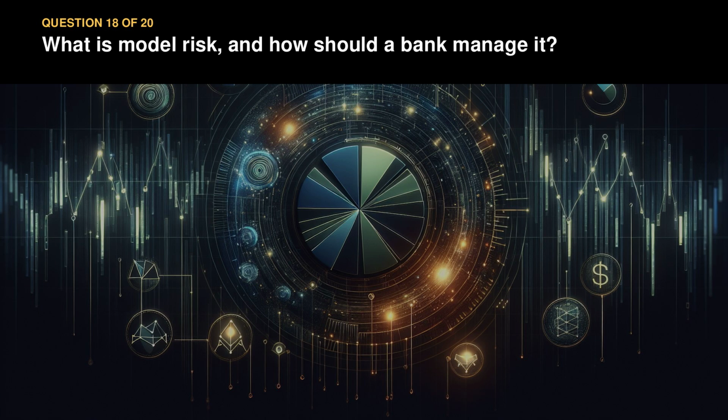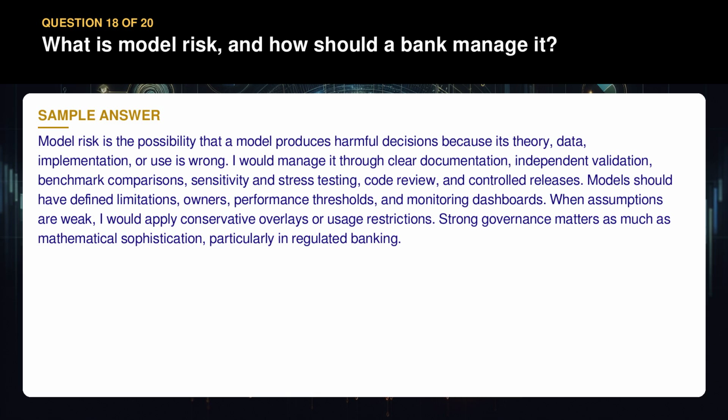Question 18. What is model risk, and how should a bank manage it? Model risk is the possibility that a model produces harmful decisions because its theory, data, implementation, or use is wrong. I would manage it through clear documentation, independent validation, benchmark comparisons, sensitivity and stress testing, code review, and controlled releases. Models should have defined limitations, owners, performance thresholds, and monitoring dashboards. When assumptions are weak, I would apply conservative overlays or usage restrictions. Strong governance matters as much as mathematical sophistication, particularly in regulated banking.